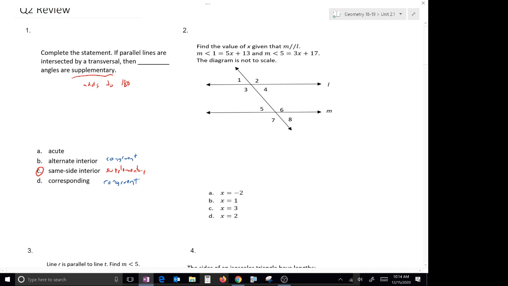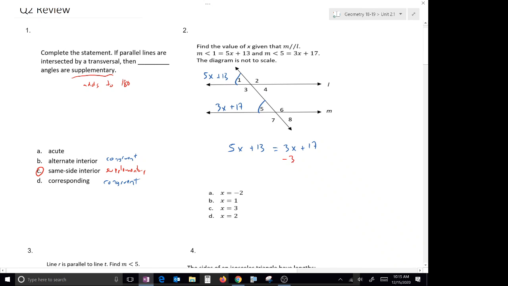For number 2, we're looking at angle 1 here, which is 5x plus 13, and angle 5, which they tell us is 3x plus 17. Well, these are corresponding angles, which means that they're congruent. So we're going to set them equal to each other. So 5x plus 13 equals 3x plus 17.